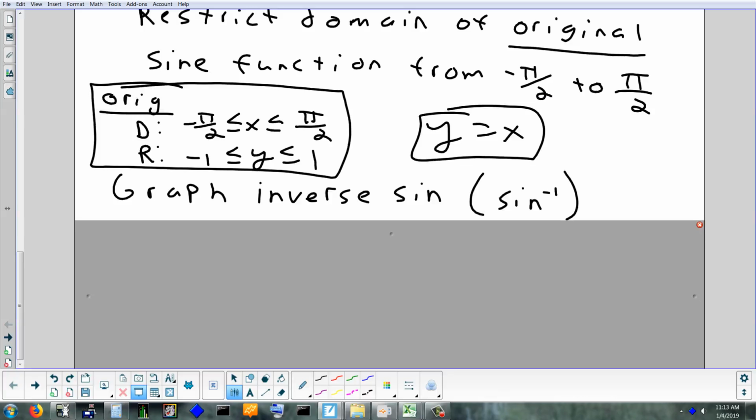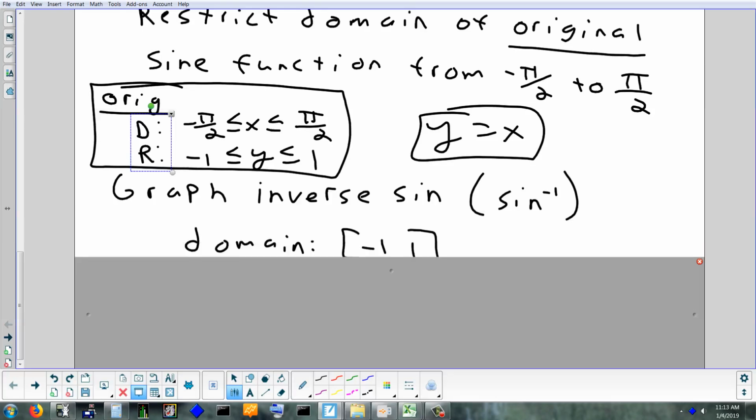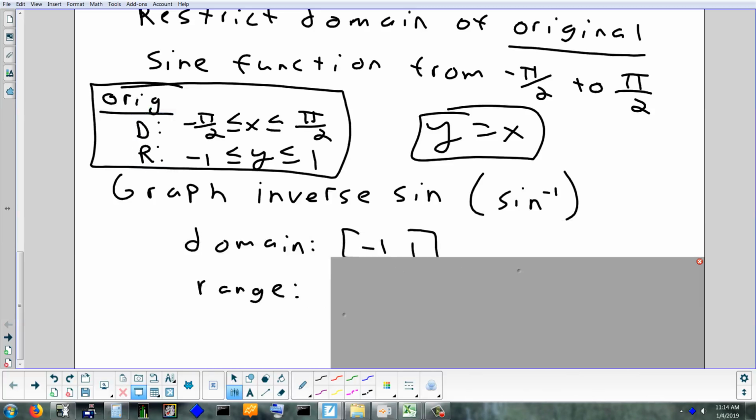Just everything switches. So for the inverse sine function, let's start with domain. Your domain is going to be -1 to 1 on the inverse. Why? Because that was the range on the original. And now for inverse sine, your range, well, I'm going to go back to the original and look at the domain.